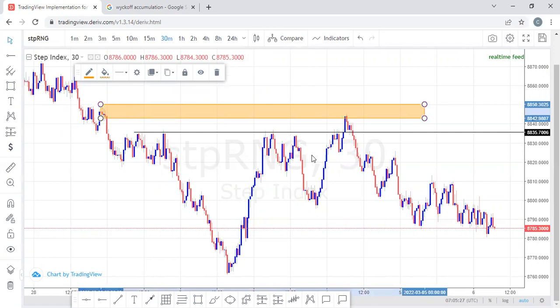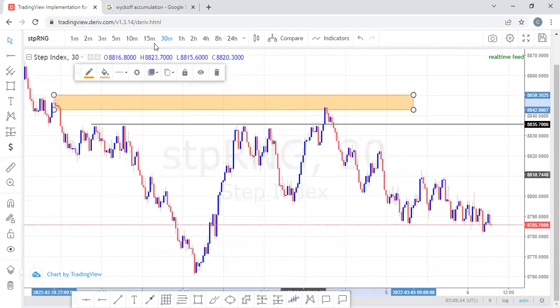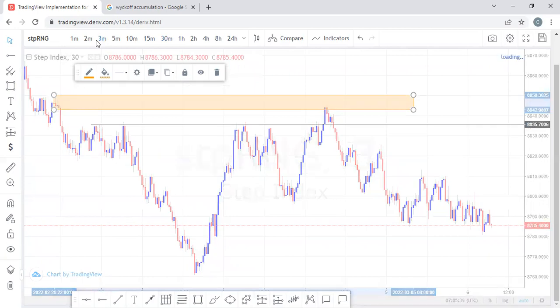So that was a very valid supply zone. You can see the market tapped into here. You would have gotten yourself a perfect entry like this one. And let's see if we have gotten a change of character. Let's go to the 3 minutes time frame to see if we have gotten a change of character.